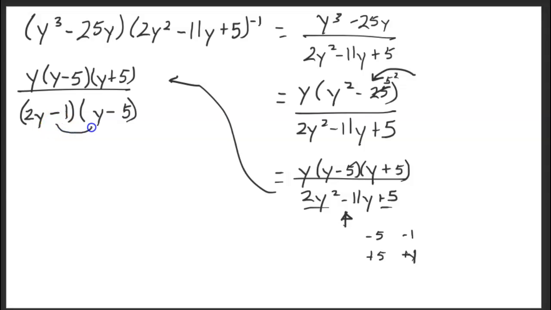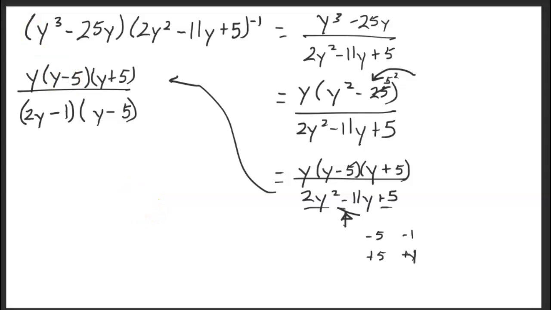Negative 1y, right, when I multiply those two. Right, so here's a negative 1y. Then when I multiply these two, what do I get? 2y times negative 5 is negative 10y. Negative 1y and negative 10y equals negative 11y. And so I was correct. We have 2y minus 1 and y minus 5. Okay?